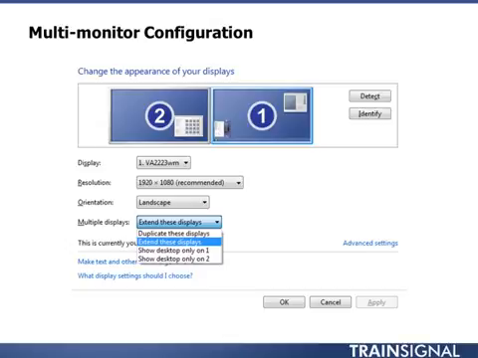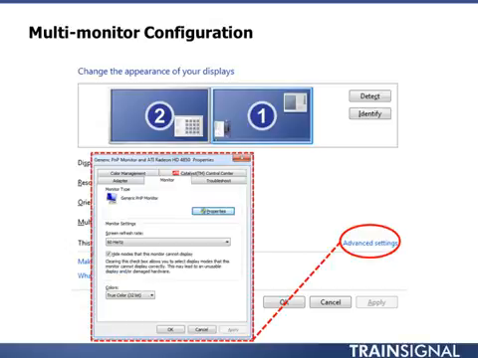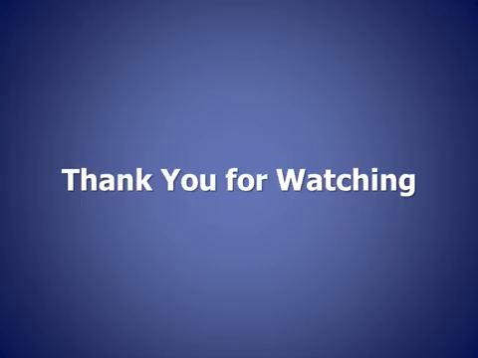Now, besides being able to duplicate or extend the displays, you'll also notice that each monitor, you have the choice of a resolution and an orientation, and there are other advanced settings. Matter of fact, here, if we click on that, we have other advanced settings that we can also do specifically for each individual monitor.